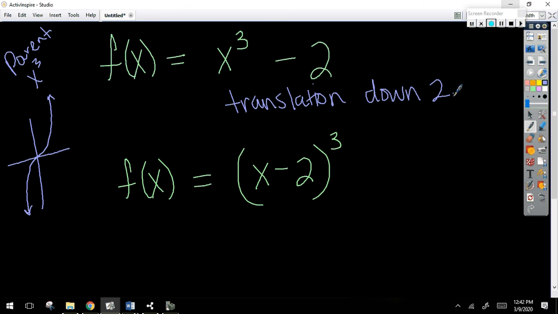How about the second one? Horizontal, right? That's exactly right. This is right 2. It's always opposite whenever it's horizontal. Everything horizontal, that's going to include my stretches and shrinks when I get there. Everything horizontal is opposite.